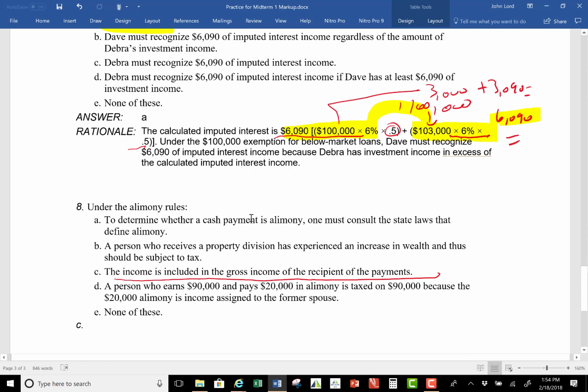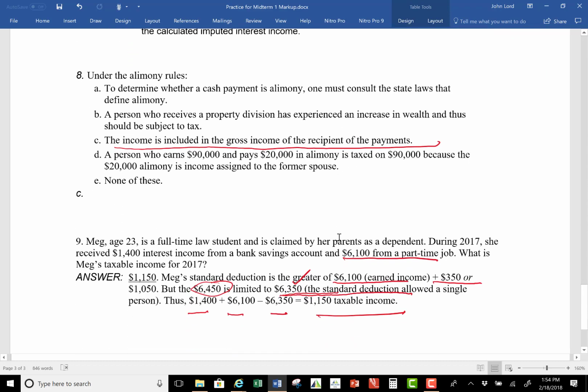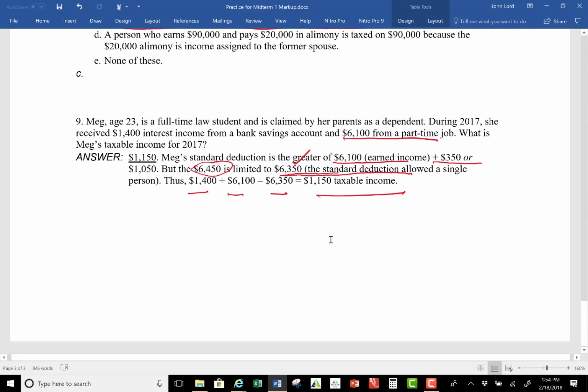Okay. Number 8, under the alimony rules, the income is included in the gross income of the recipient of the payments, at least in the current law. I guess that's changing, where the payer will still have to include that in their income, and the recipient will not. Okay, and then going to number 9, which will be like question 16 on your exam, in which you will have to do a free response.